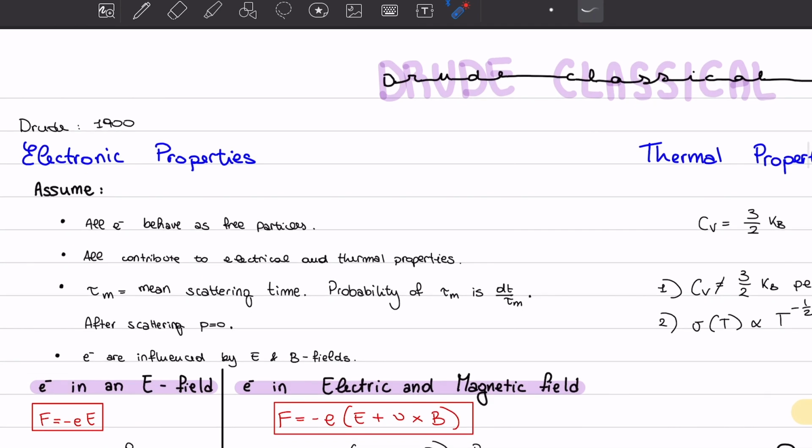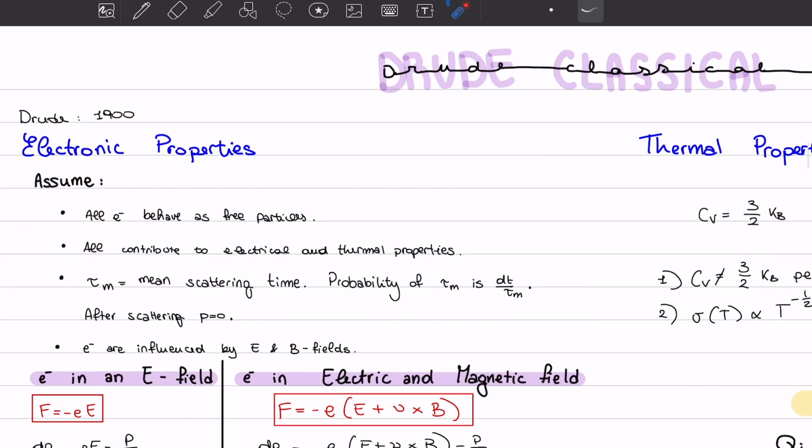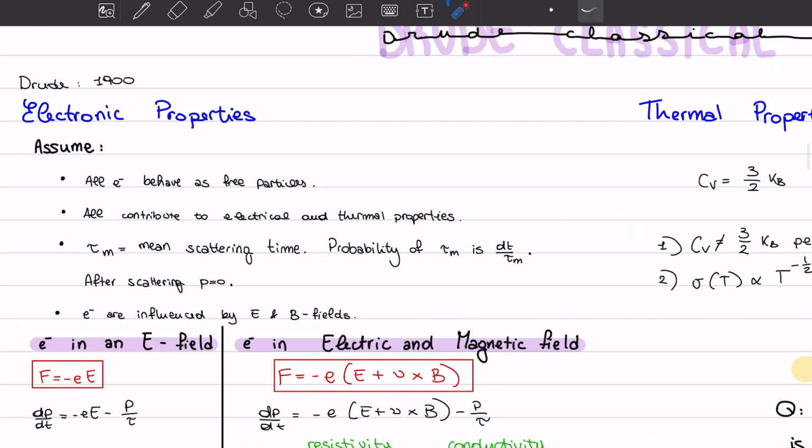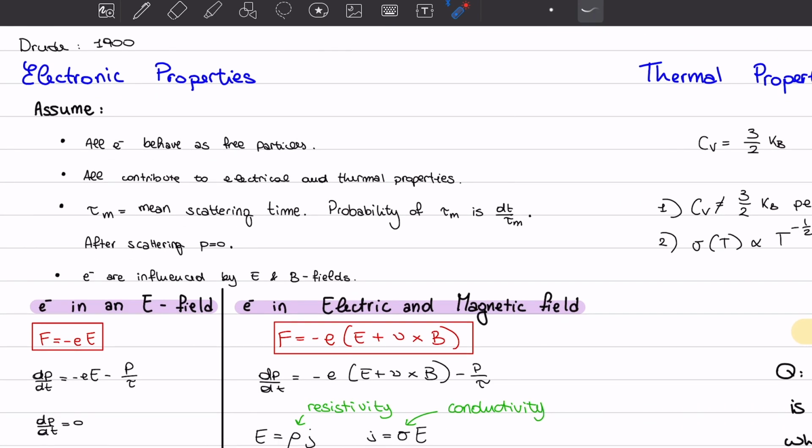We are assuming that all electrons behave as free particles. All of them contribute to both electrical and thermal properties, and we're going to define tau as the mean scattering time, and its probability is dt, a small interval of time, over tau. And all electrons are influenced by both electric and magnetic fields.